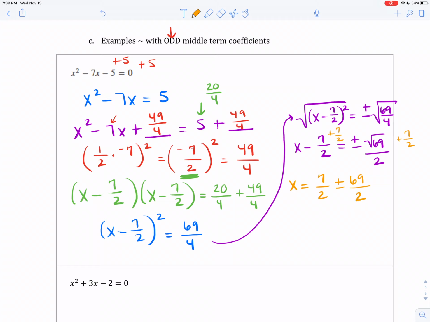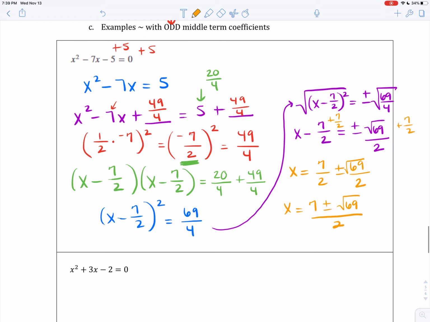And because I have a common denominator, I can go ahead and combine the numerators, write this as 7, and I forgot my square root. 7 plus or minus the square root of 69 all over 2. Now again, this still applies to two separate solutions.